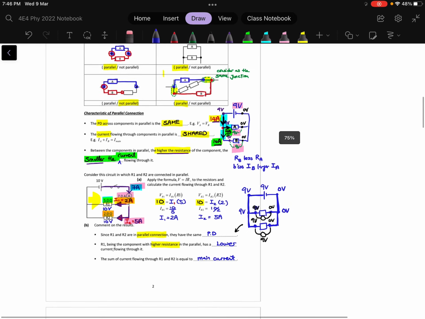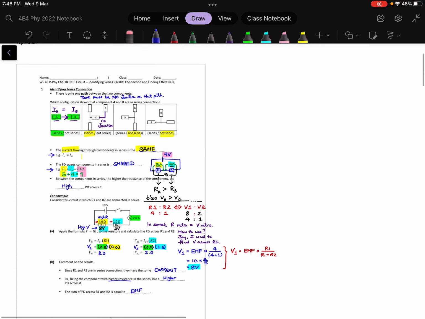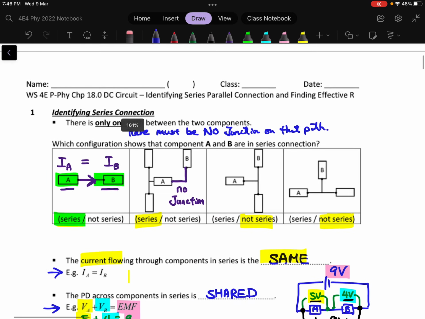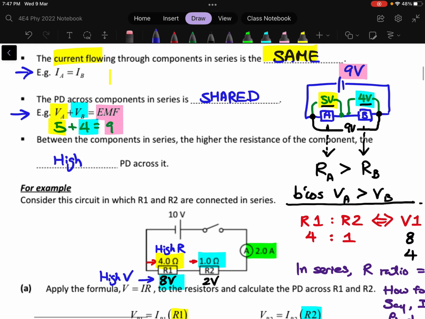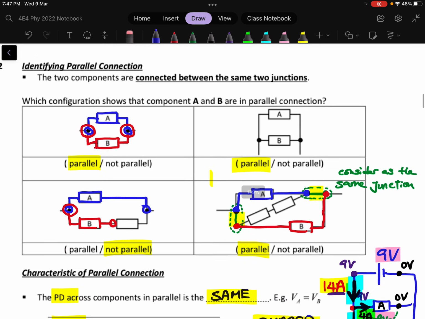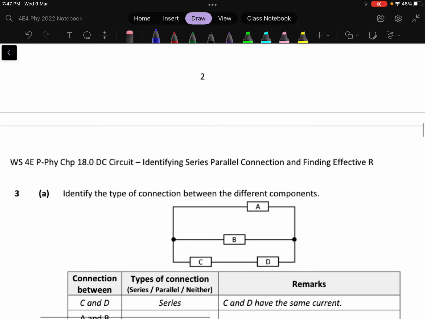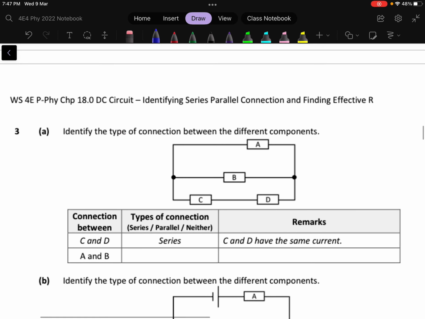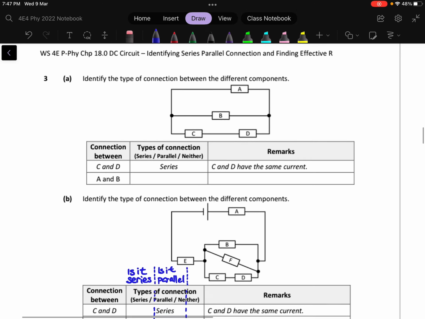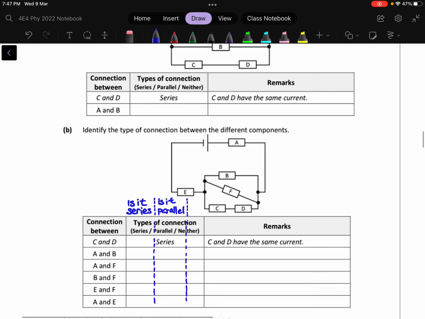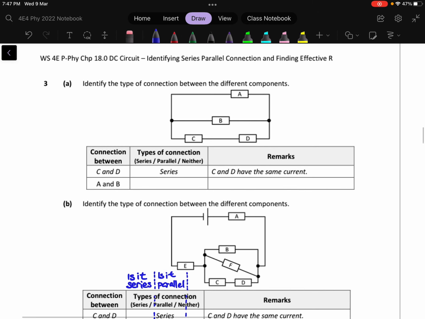So that is what we have learned in the previous chapter: how to identify series connection, what its characteristics are, how to identify parallel connection, and what its characteristics are. So there are 3 characteristics for series or parallel connection. Down here, question 3 is basically an exercise to test whether you can truly understand how to identify series and parallel connection. So I will show you how to go about doing this.